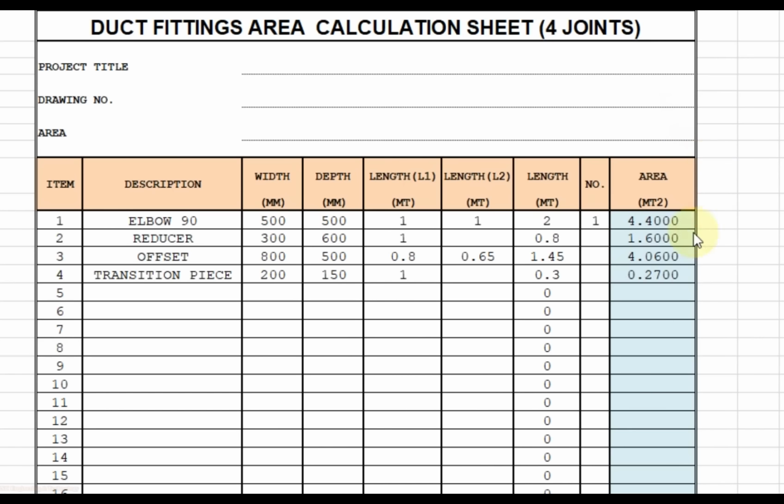Now we will calculate the area for this elbow by this Excel sheet. We have the width of this elbow equal to 600 mm and the height 900 mm, L1 1.1 meter, L2 1.1 meter also. Then the area for this elbow is equal to 7.04 square meter. This value is the same as we have calculated manually.